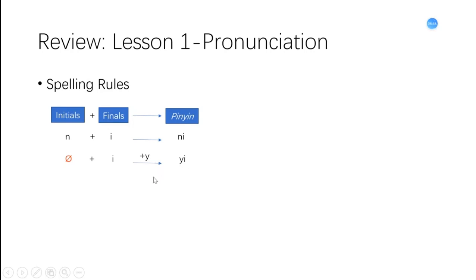Okay, so let us introduce two other writing rules. Remember, we learned the finals in lesson 1. The first line is I, U, Ü. From I, U, and Ü, they all have special spelling rules. If there's a non-initial plus U, when we write, we add a letter W, and it's written this way, W and U.